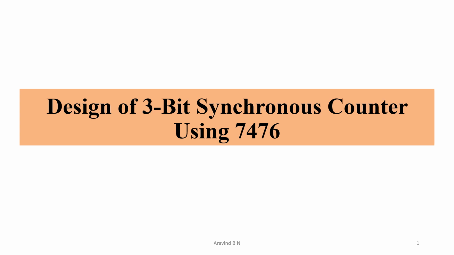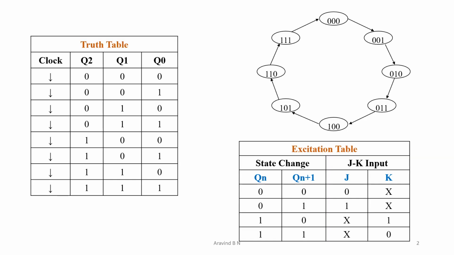In this lecture, we are going to study the design of a 3-bit synchronous counter using the 7476 IC. So this is the truth table for the 3-bit up counter. It starts from 000, continues sequentially up to 111. After 111, it will come back to 000 and this cycle will keep continuing. And this is the sequential diagram we are going to have.